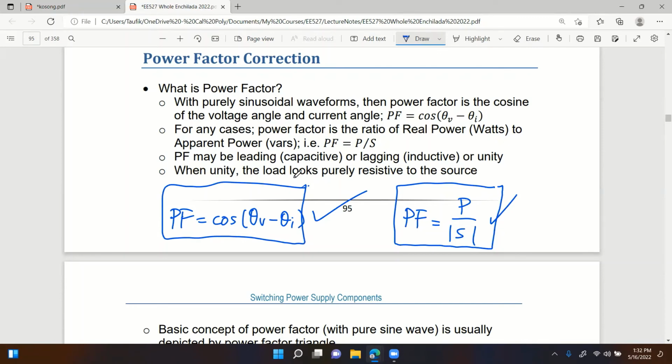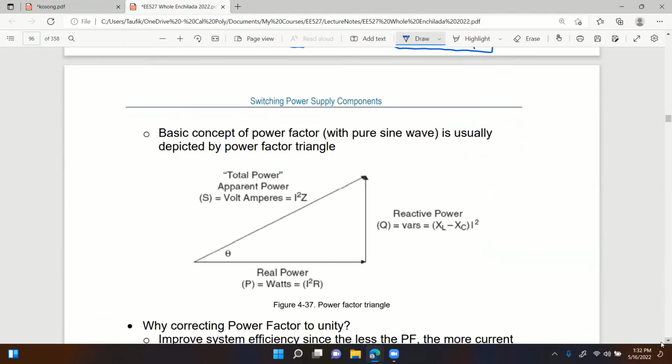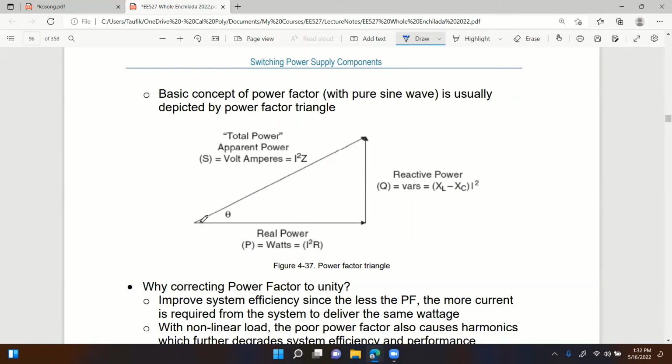When unity power factor, the load looks like a purely resistive load to the source. The basic concept of power factor is usually depicted by, for example, this power factor triangle, where you have the watts, the real power, on the x-axis, the reactive power on the y-axis, and the hypotenuse is the apparent power. The angle right here is called the power factor angle. That determines the value of the power factor, cosine of theta. But again, for non-sinusoidal, you use P over S instead of cosine of theta.